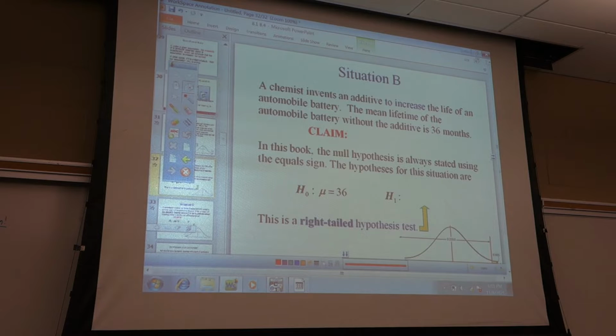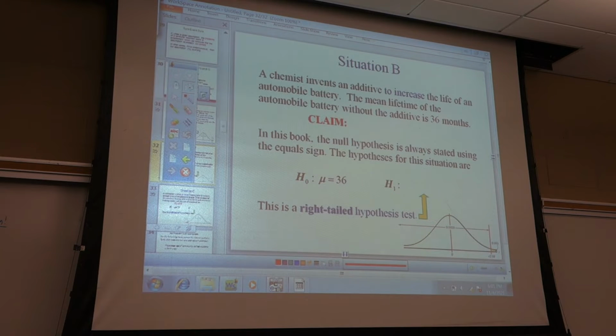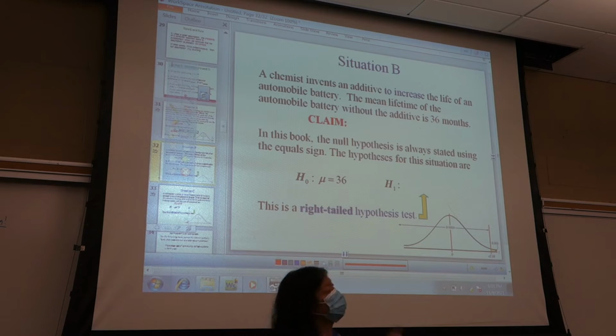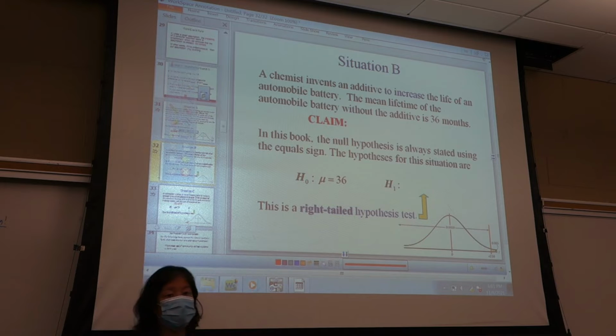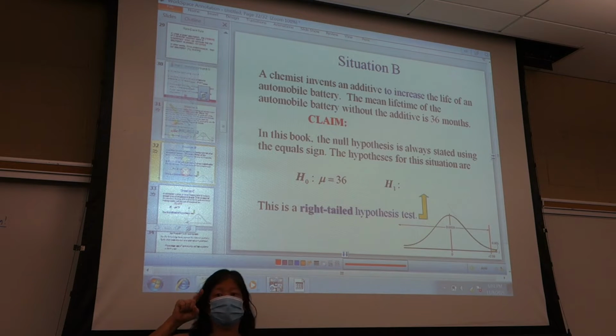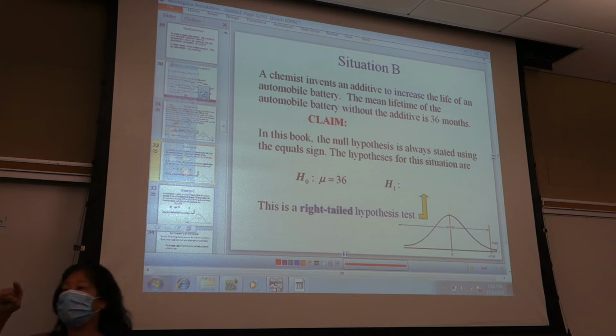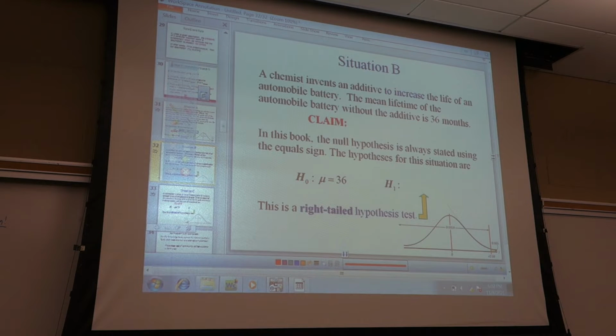Lauren, go ahead and read for me. A chemist invents an additive to increase the life of an automobile battery. The mean lifetime of the automobile battery without the additive is 36 months. Great. What is his claim? It will increase. So his mean, if you take my battery additive, is going to be greater than 36. The average is 36. If you take my stuff, you're going to get something larger than 36. So the claim is that with his additive, the mean is greater than 36.